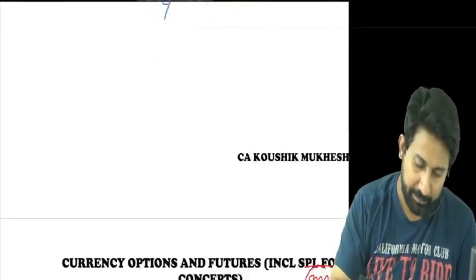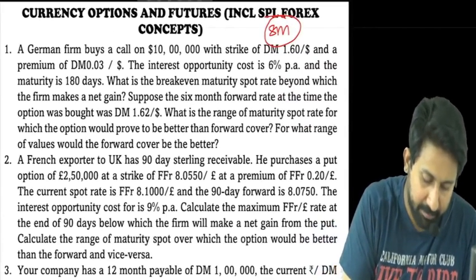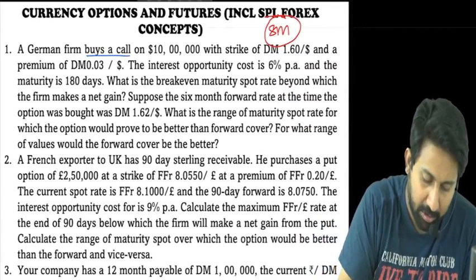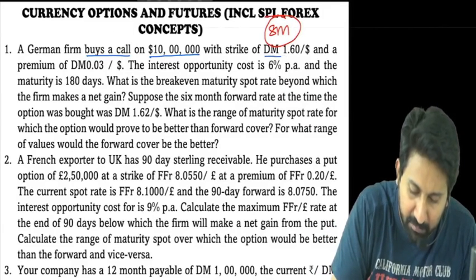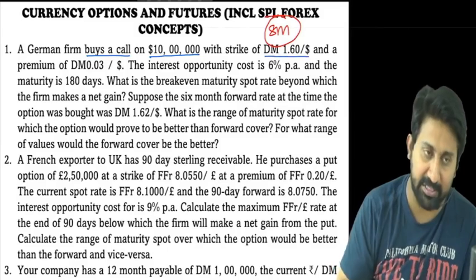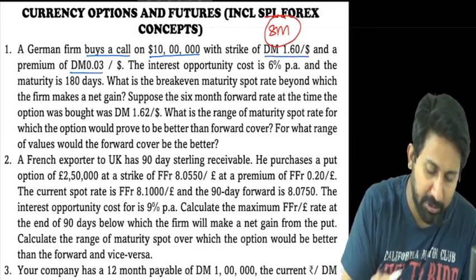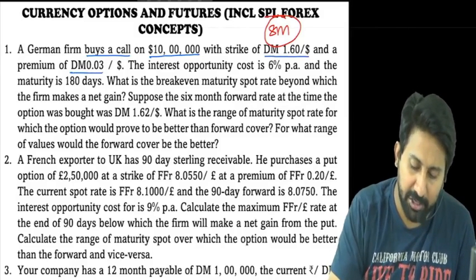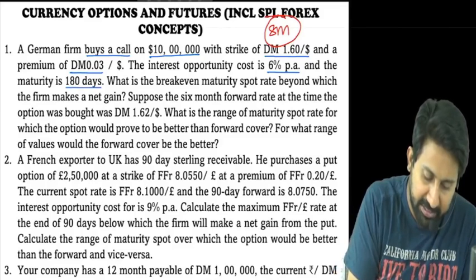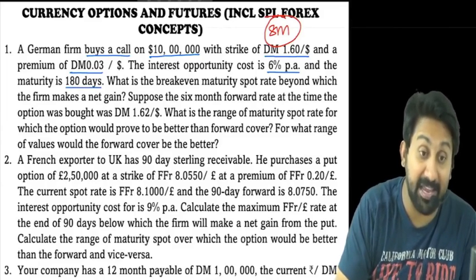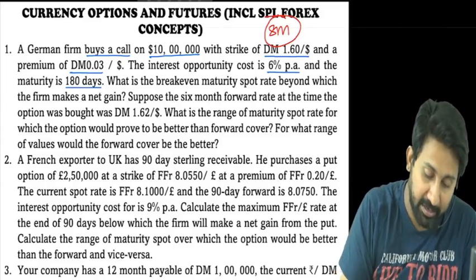See here now. A German firm buys a call on $10 lakh with a strike of DM 1.6 per dollar, that is $1 equal to 1.6 DMs, and a premium of $1 equal to DM 0.03. Opportunity cost is 6% per annum. Maturity is 180 days. What is the break-even maturity spot price beyond which the firm makes a net gain?